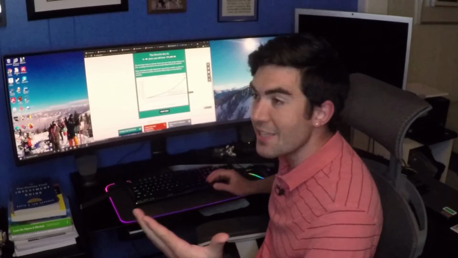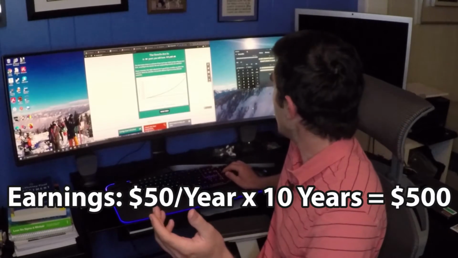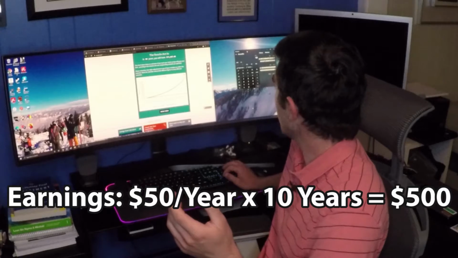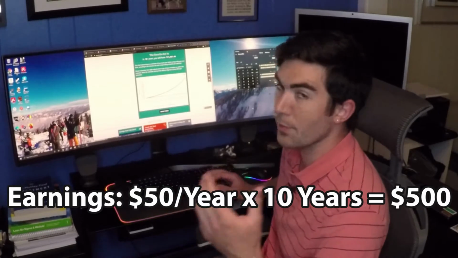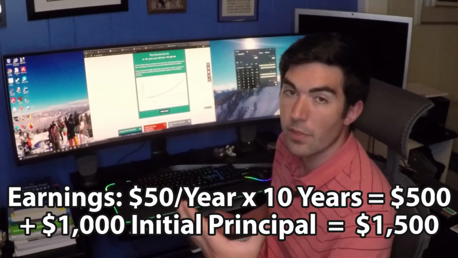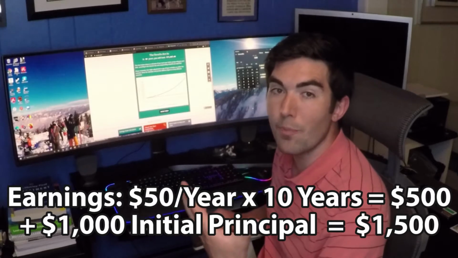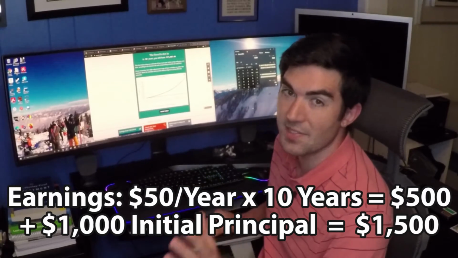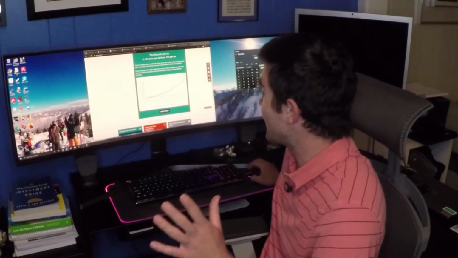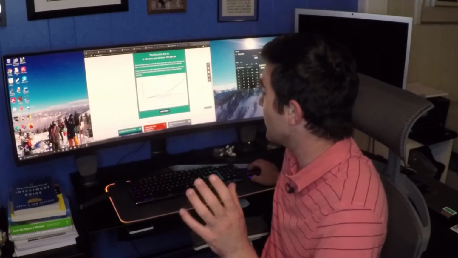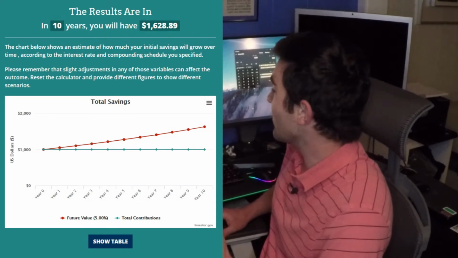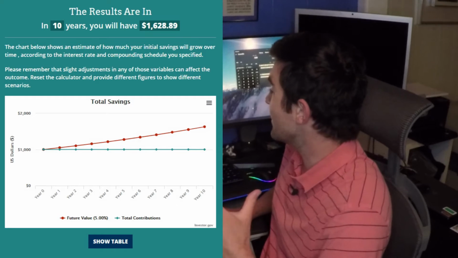So for example, let's look 10 years out. With our simple interest rate, we were earning $50 a year times 10 years, it's $500 plus our initial amount that we put in there of $1,000. That would bring our total balance to $1,500 if we had simple interest. With compound interest at the same percent increase of 5% per year, we'd have $1,628.89.